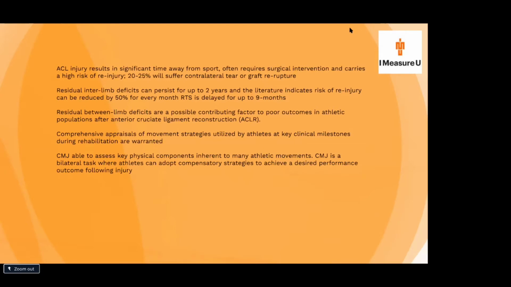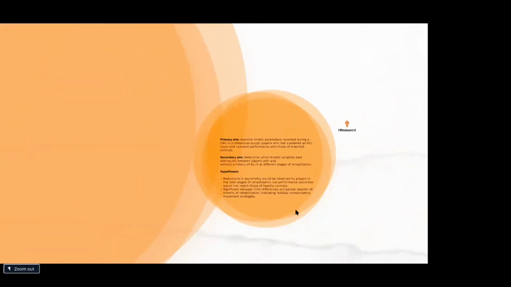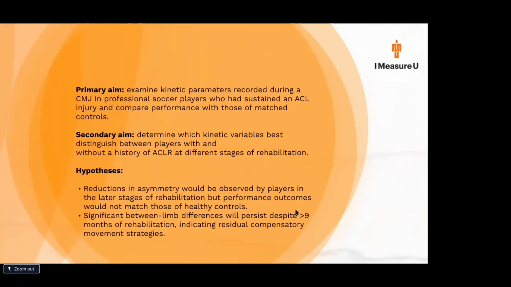So if I go into the objectives of the paper, they identify two aims really, and I'll read these because these are direct from the text. The primary aim was to examine kinetic parameters recorded during a counter movement jump in professional soccer players who had sustained an ACL injury and compare performance with those of match controls. The secondary aim was to determine which kinetic variables best distinguish between players with and without a history of ACLR at different stages of rehabilitation.